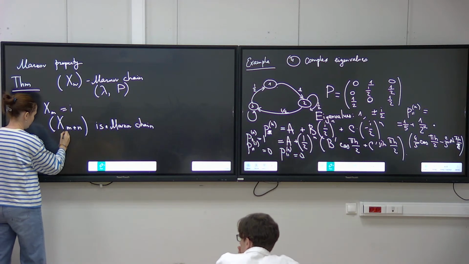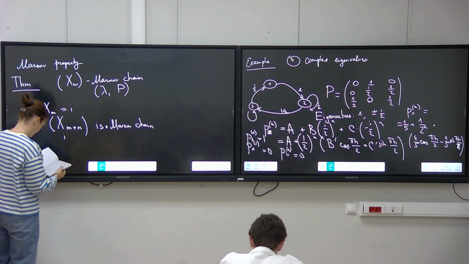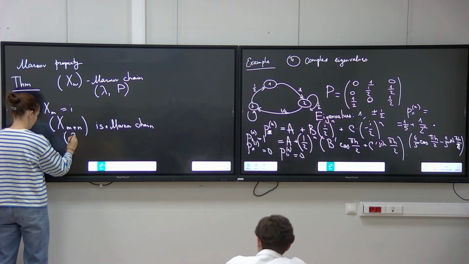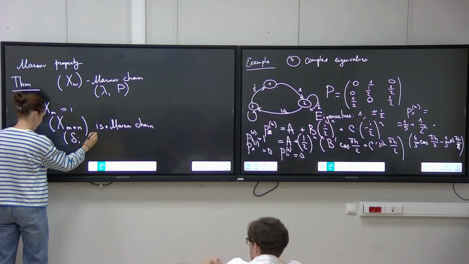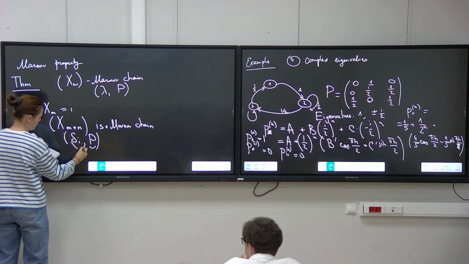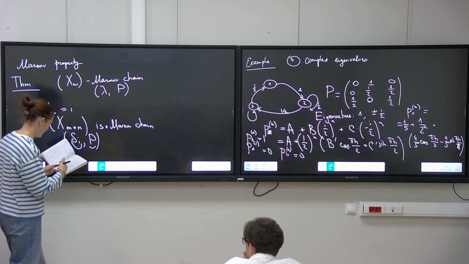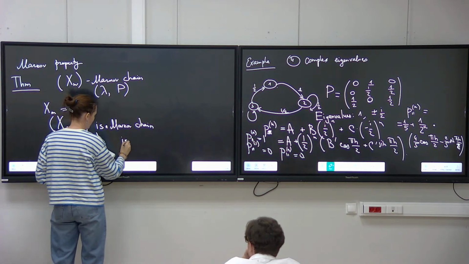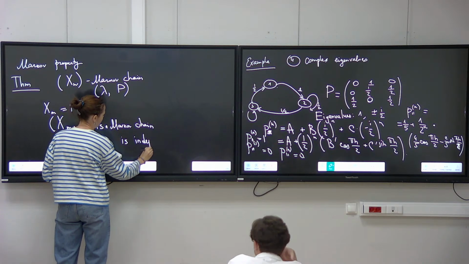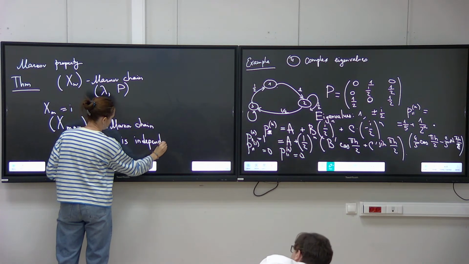So the distribution given by these guys, the matrix, will be the same. The initial distribution will be different, and this initial distribution will be independent of the previous steps.